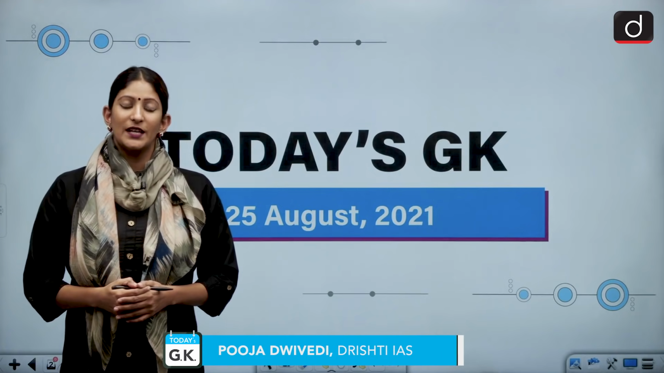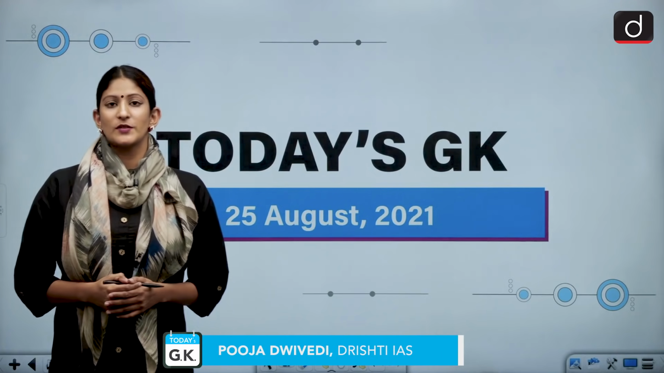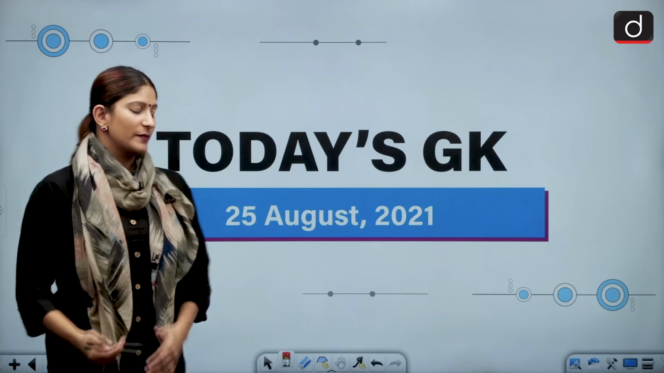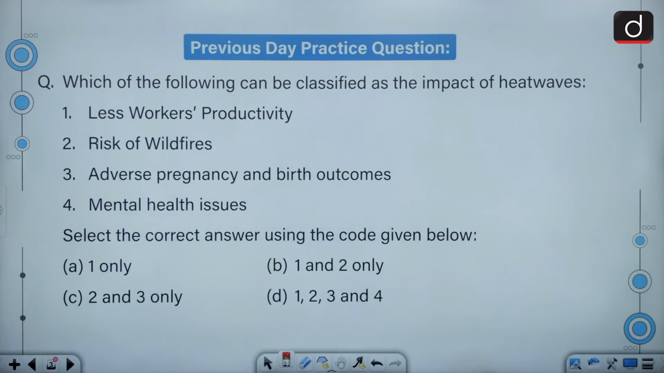I am Pooja Dwivedi, and in this segment today we are going to discuss objective questions to help you crack prelims. So let's begin with the practice question of the last segment. Which of the following can be classified as the impact of heat waves? Less workers' productivity, risk of wildfires, adverse pregnancy and childbirth outcomes, mental health issues. We have to select the correct answer.